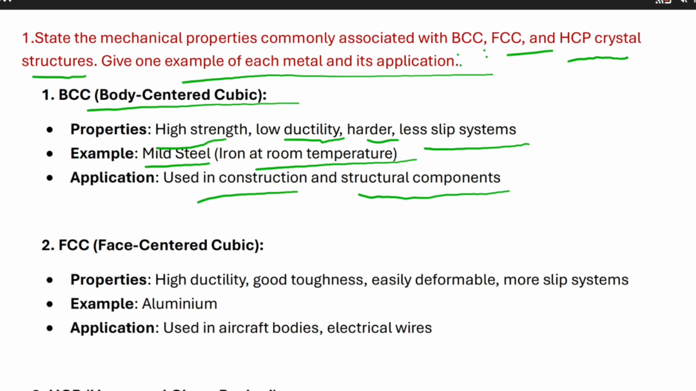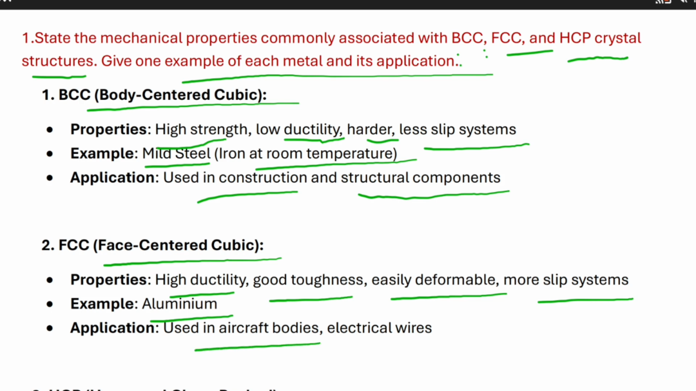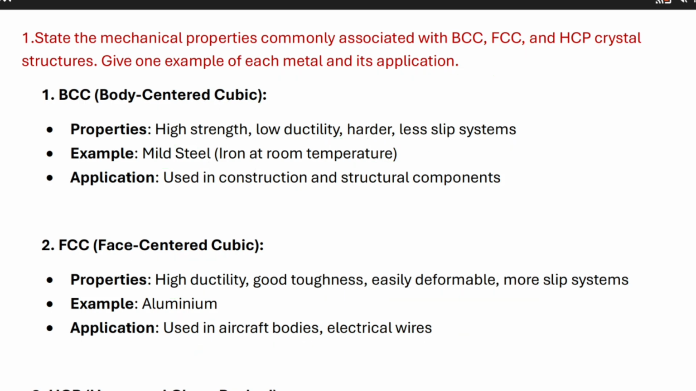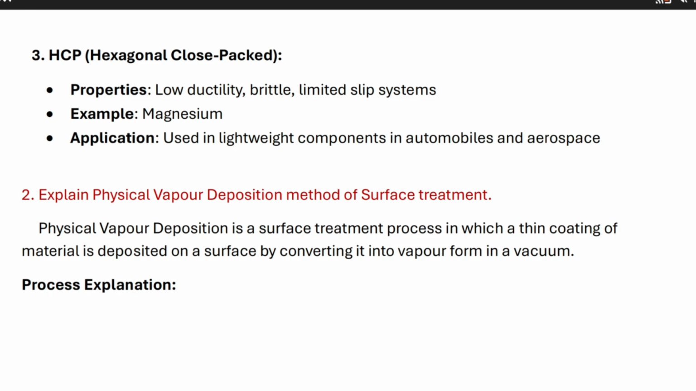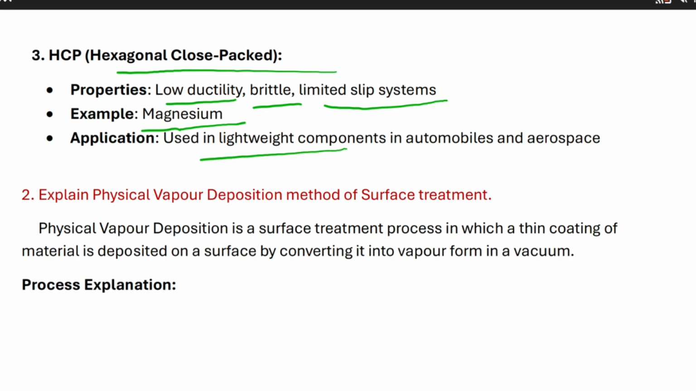Coming to the next one, FCC is called face centered cubic. Coming to the property, it is highly ductile, with good toughness, easily deformable, and more slip systems. For example, you can give aluminium. Coming to the applications, we can use it for aircraft bodies and electrical wires. Next one is HCP, that is hexagonal close packed. Property: it has low ductility, is brittle, with limited slip systems. For example, you can give magnesium. Applications: used as lightweight components in automobiles and aerospace.